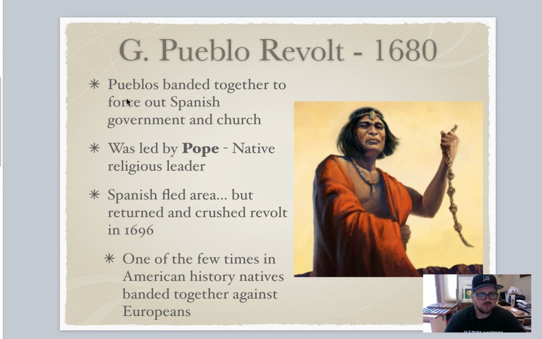But eventually the Spanish will come back, and by 1696, they will basically crush the revolt. Once this happens, the Pueblos go back into the forced labor system, and this is one of the really only times that there is a sort of successful revolt against Europeans by the natives. There are other times they attempted, like for example, Metacom's War in the 1600s in New England, was another time that Native Americans tried to make this happen.